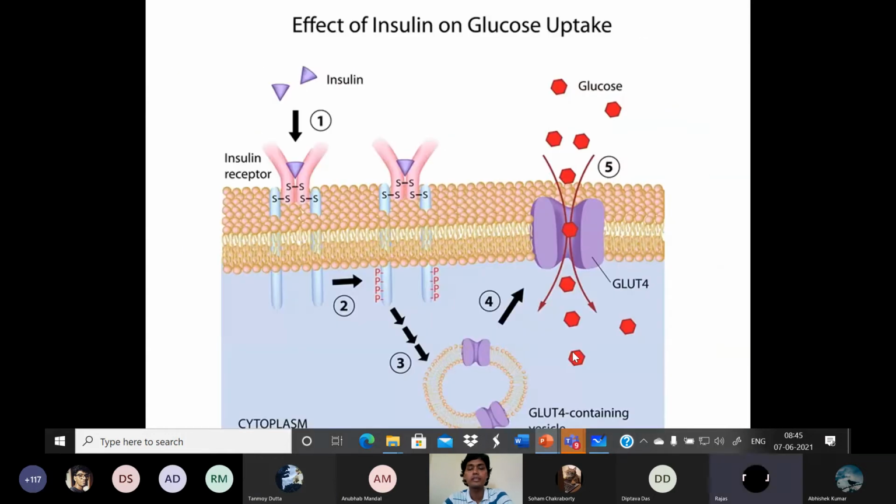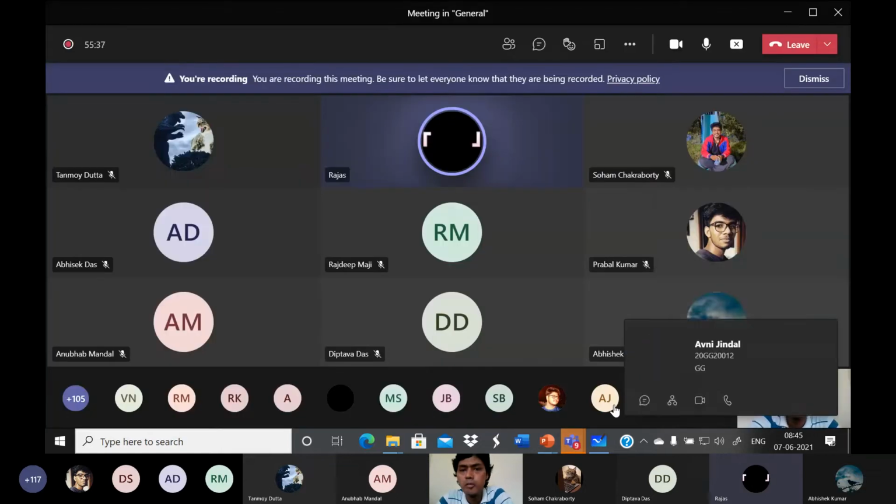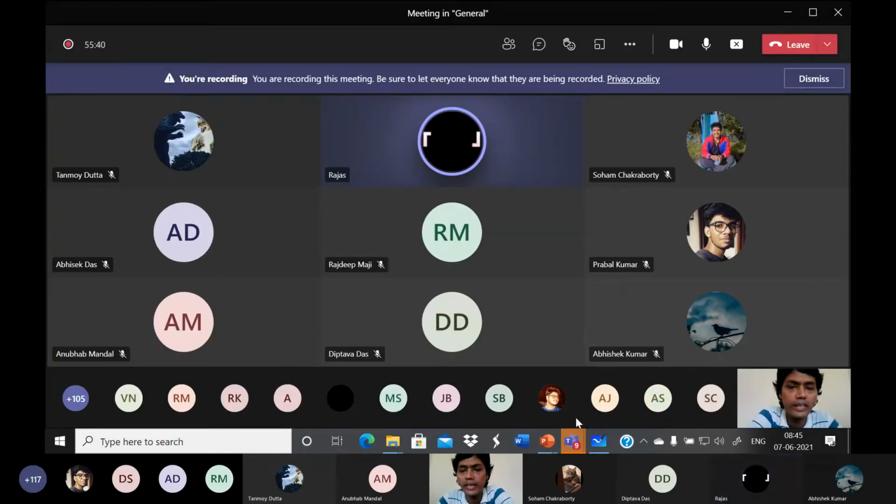Excuse me, sir. Is there a type of diabetes where a lot of insulin molecules are produced? Can you ask this question again? Insulin is produced in an excessive amount. Is there a type of diabetes like that?